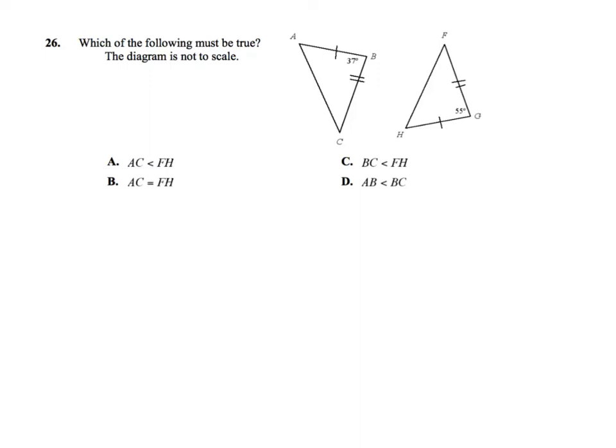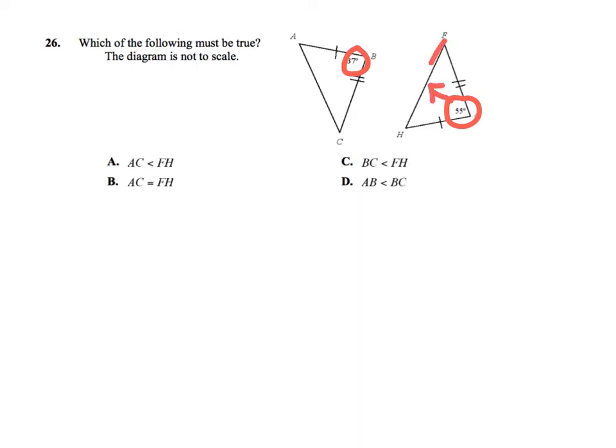My first problem says, which of the following must be true? The diagram is not to scale. I notice here that they give me two angle measures: my first one is 37, my second one is 55. Now I also notice that my sides are congruent, so my triangles, I don't know, they'll be great. But remember we learned that your biggest angle is across from your biggest side. Basically what I know here is that 55 is my bigger number.